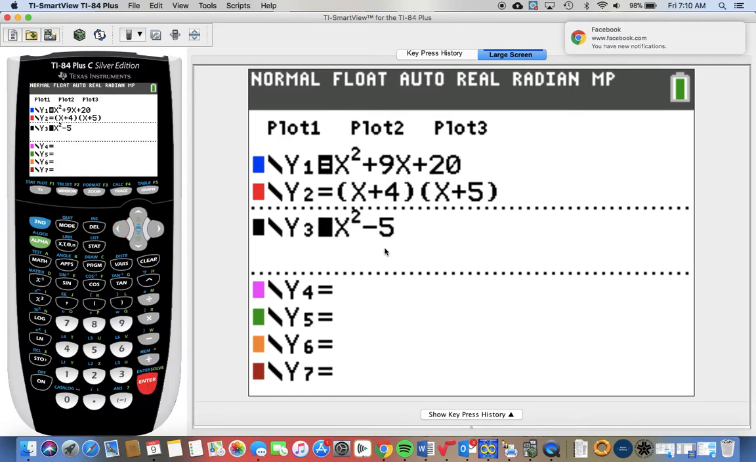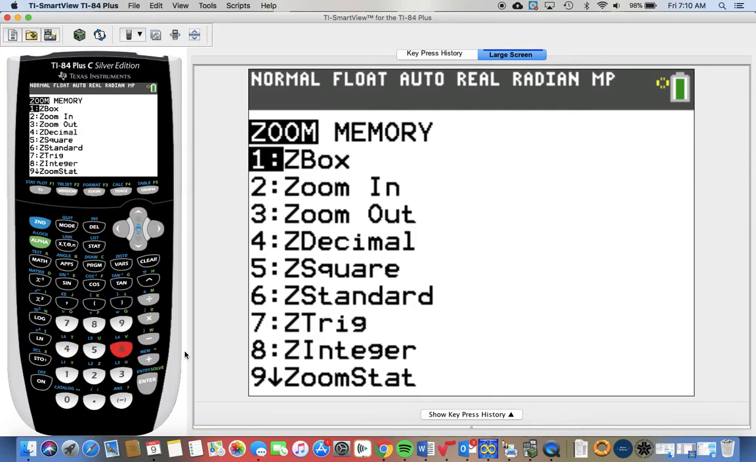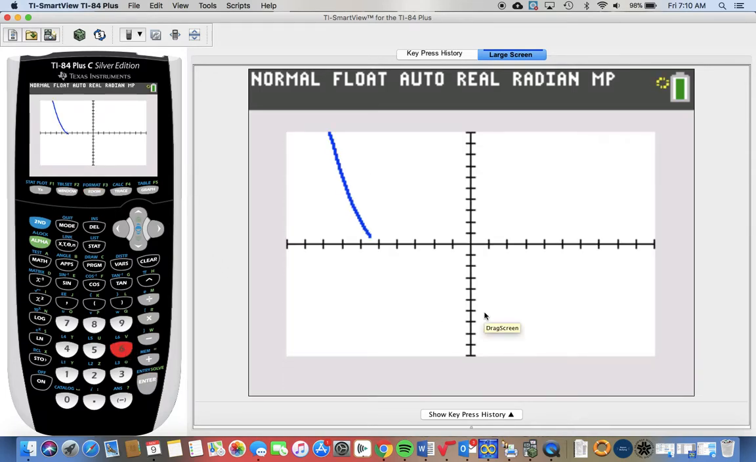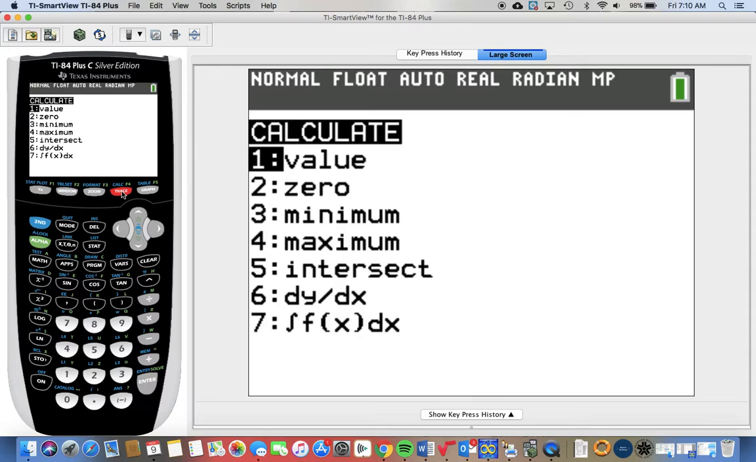Okay, so as far as how you can solve by graphing, here's kind of how this works. If you give it an equation, x squared plus 9x plus 20, and you want to see what its zeros are, or you want to see what its solutions are, if you graph it, you look for where the x-intercepts are, and then you just calculate those. Now, we know how to calculate zeros. That's second, into calc, and then choose option 2 for zero.